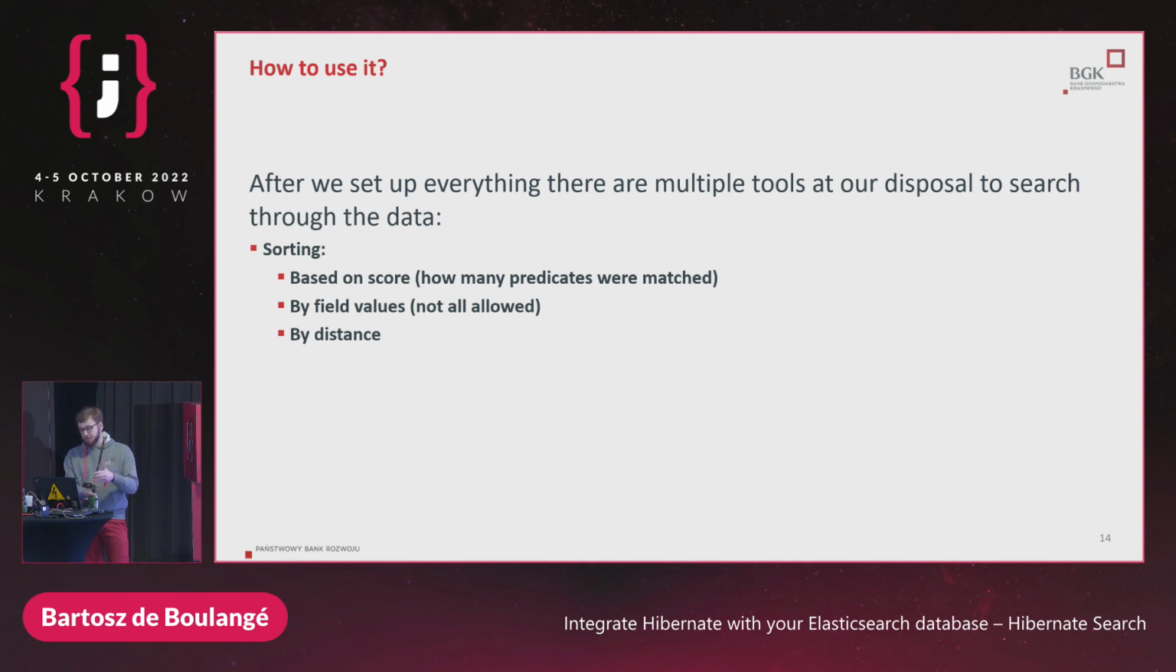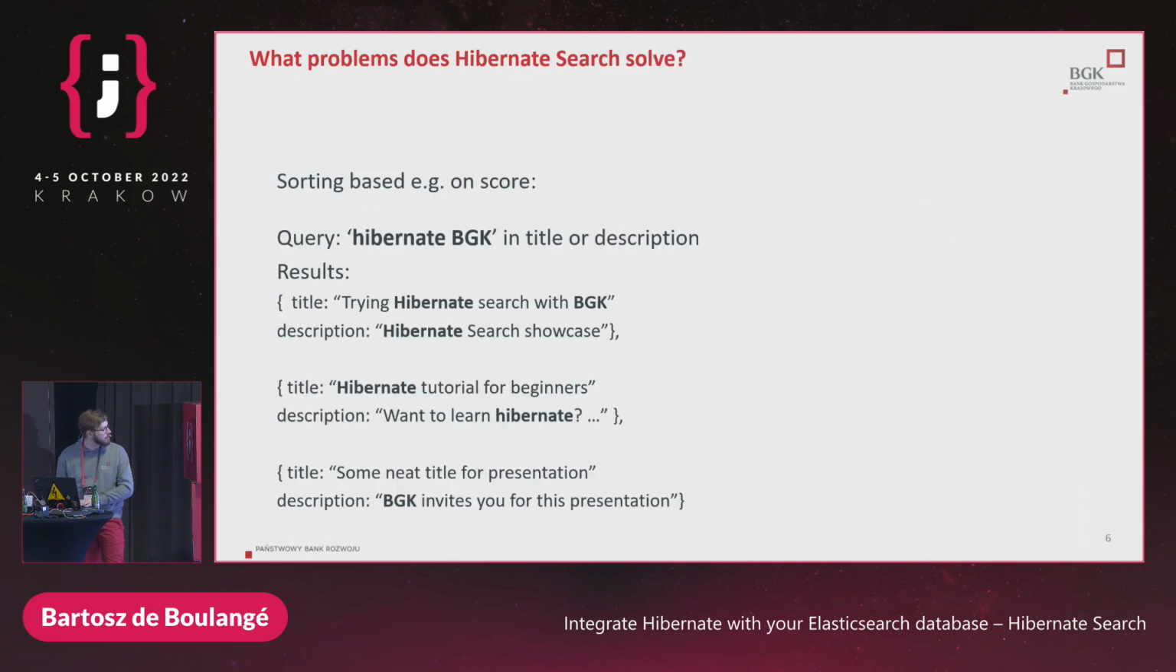Okay, we can also sort, and something that could be difficult is sorting based on score. For example, if you look up a word, I don't know, butterfly, and you have text with 3 butterflies and other text with 1 butterfly in it, then the text with more butterflies will come first. So for example, if we query Hibernate BGK in title and description, the results should look like this.